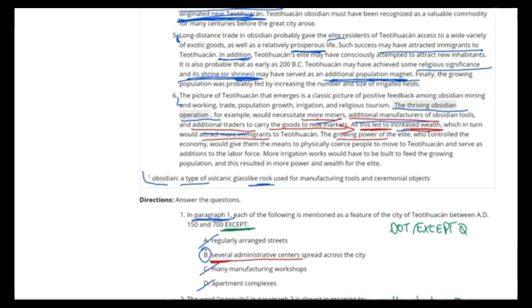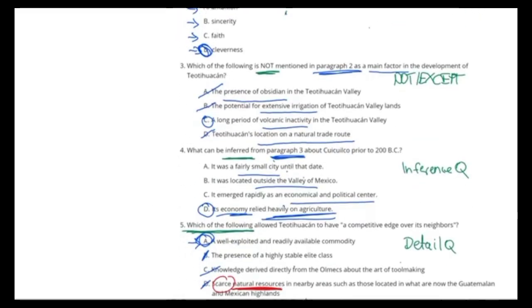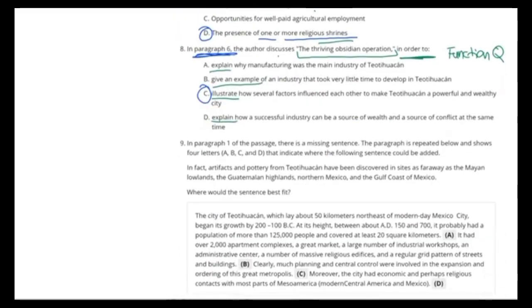Growing power, again, they controlled the economy, and then they could force people to move to Teotihuacan and serve as additions to the labor force. More irrigation works, and so on. So we have a number of factors here that influence other things, and then these things influence, again, something. So that's why, guys, that's why C is correct. It talks about several factors that influenced each other to make Teotihuacan a powerful and wealthy city.